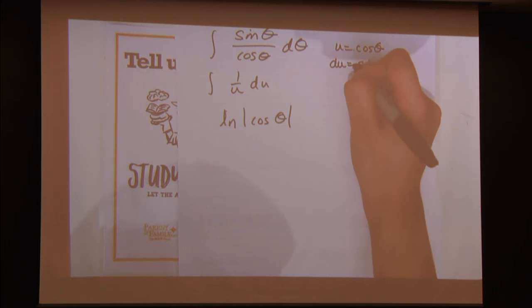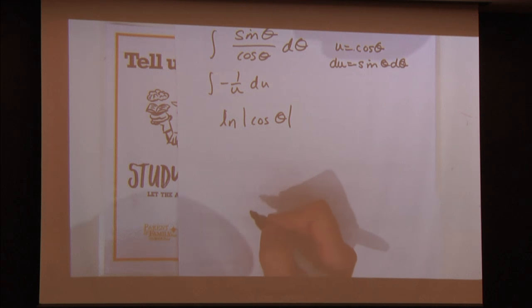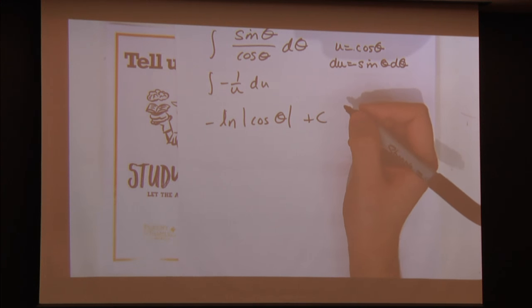Yeah, because this guy's negative, or this guy's negative. Therefore, this guy's negative. So the natural log of cosine theta is the natural log of secant. So not the natural log of secant plus tangent, which is the derivative. It's the integral of secant. Anyways, y'all are laughing at me.